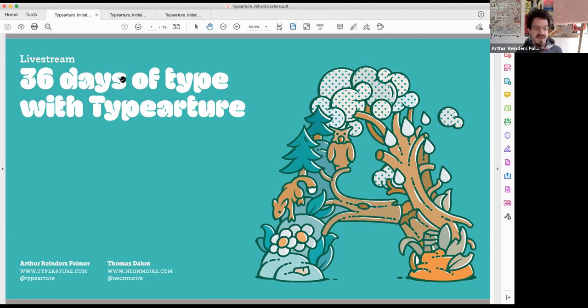These letters, not the letters below, but the animals, they're from my animal typeface called Fable. I made them here in color.